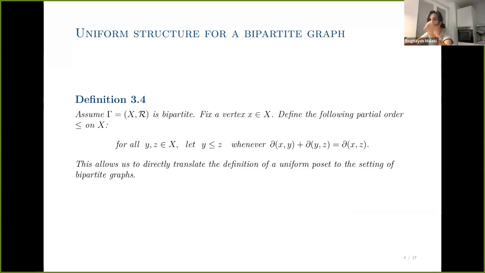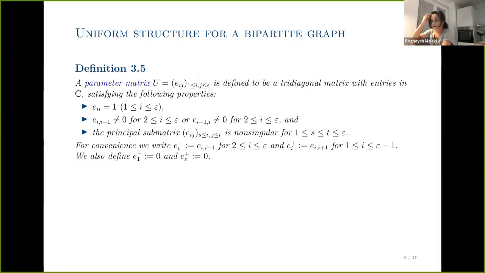Okay, now I would like to define the uniform structure for bipartite graphs. It all goes back to 1990 when Paul Terwilliger defined this notion of uniform posets. And later, around 2000-something, Paul Terwilliger and Štefko Miklavič extended this definition to bipartite graphs as follows. We assume that gamma is a bipartite graph. Fix a vertex in your vertex set and define the following partial order on X. And this allows us to directly translate the definition of uniform poset into the setting of bipartite graphs.